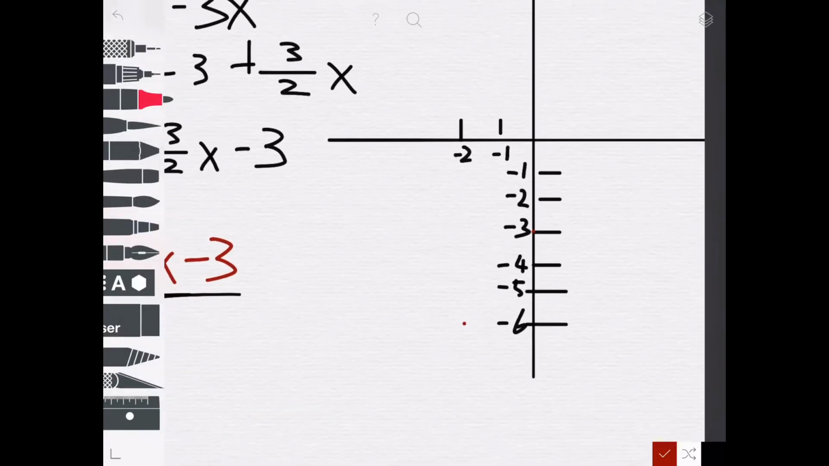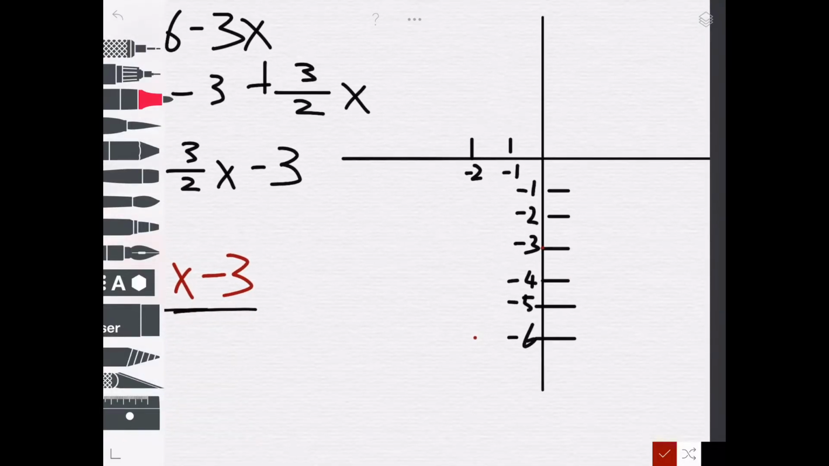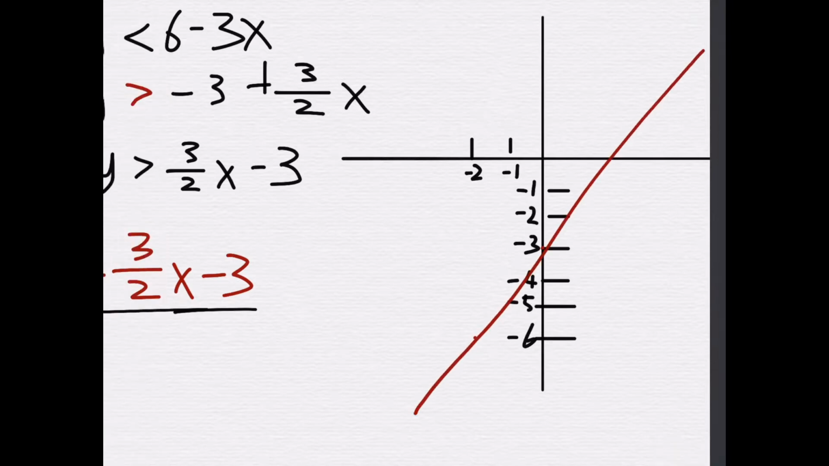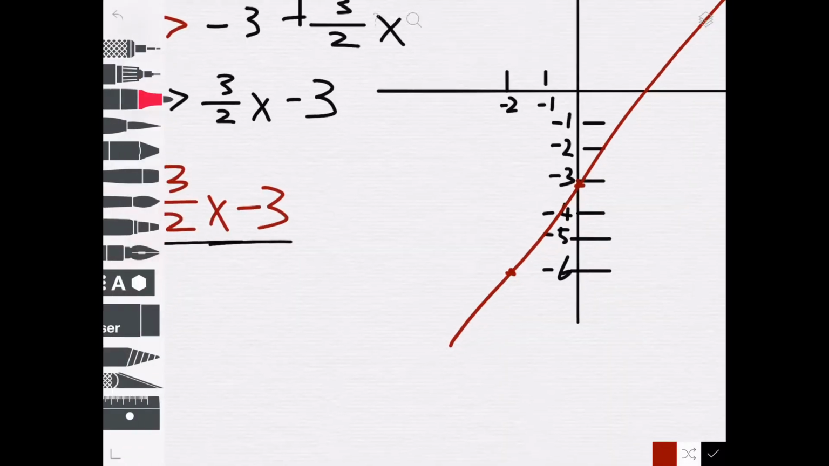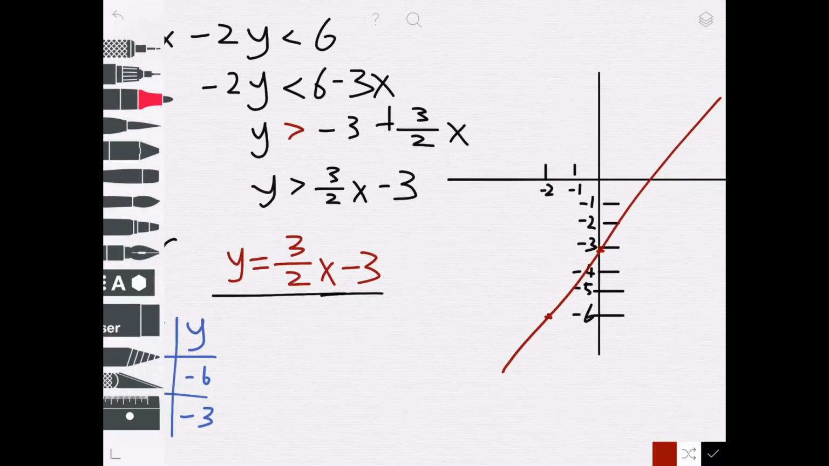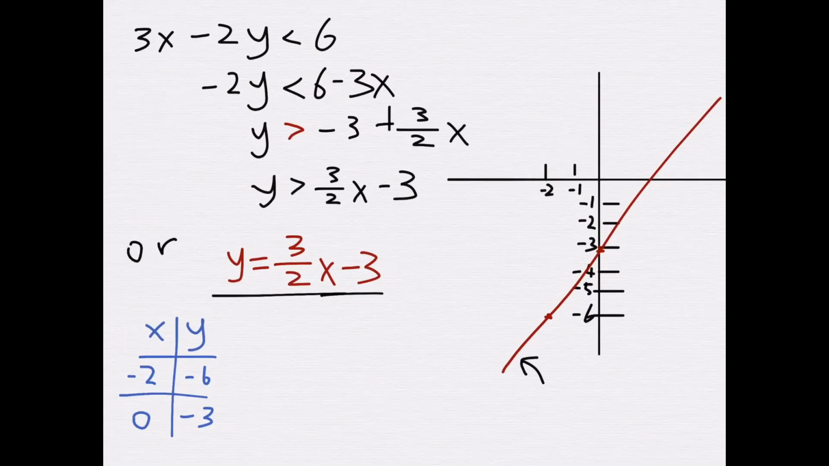Now it's the hardest part, to draw a straight line. Alright, it's not too bad, actually. So this line represents the equation y equals 3 over 2x minus 3.